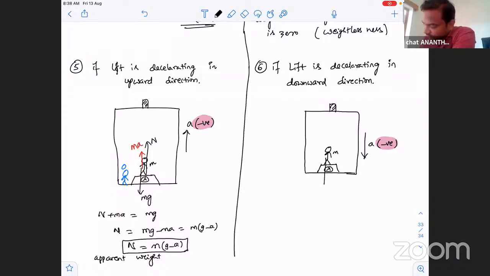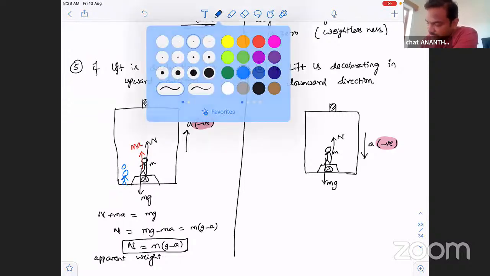Okay, so what are the forces acting? Mg will act downward, the normal reaction will act upward. These are the common forces, or real forces. Now we have to verify in what direction we have to take the pseudo force, because we are taking the observer inside the lift.